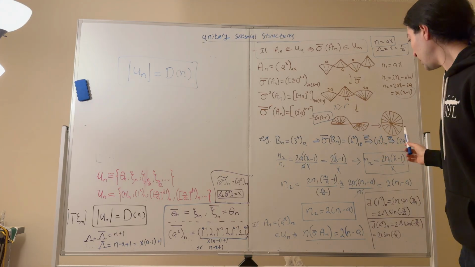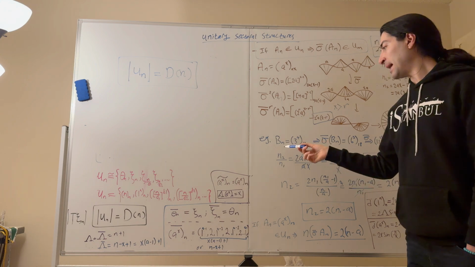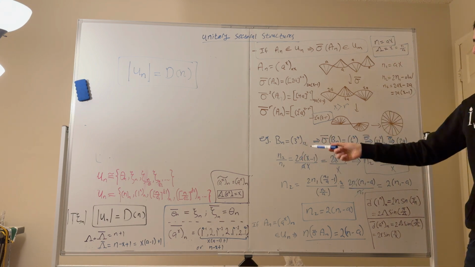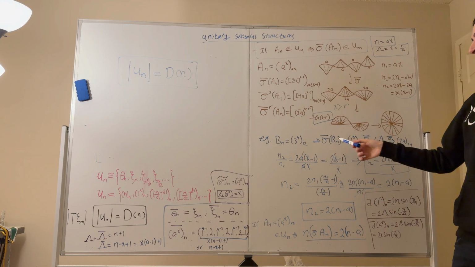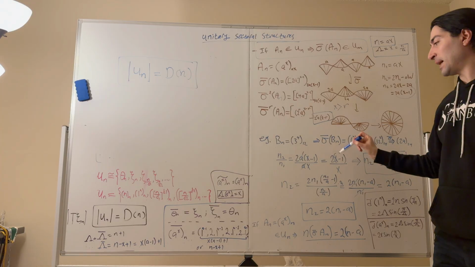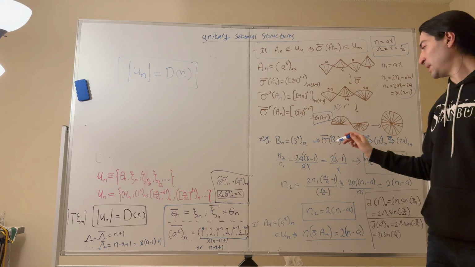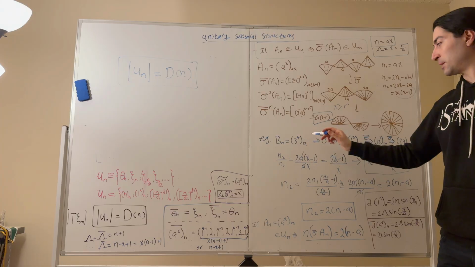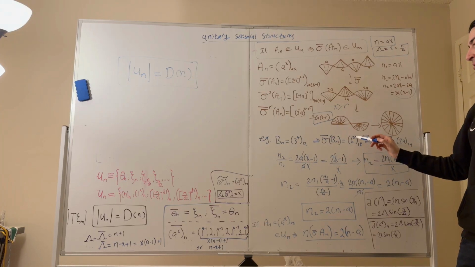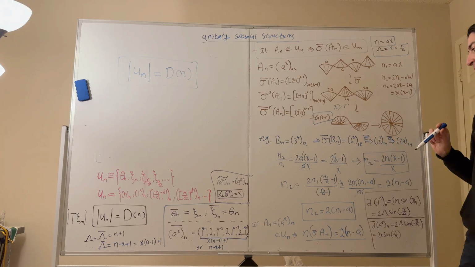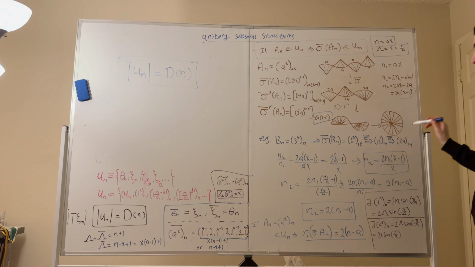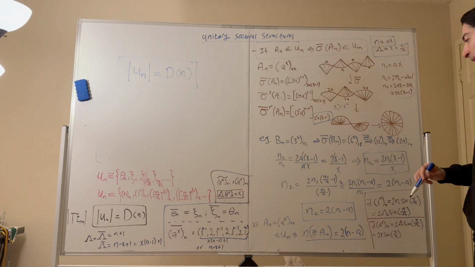Let's look at an example. We have here Bn is equal to 3 to the 4th, subscript 12. Sigma bar of Bn will be 3 plus 3, which is 6, to the power of 4 minus 1, which is 3, so 6 cubed, subscript 18, and we can keep applying this several times.